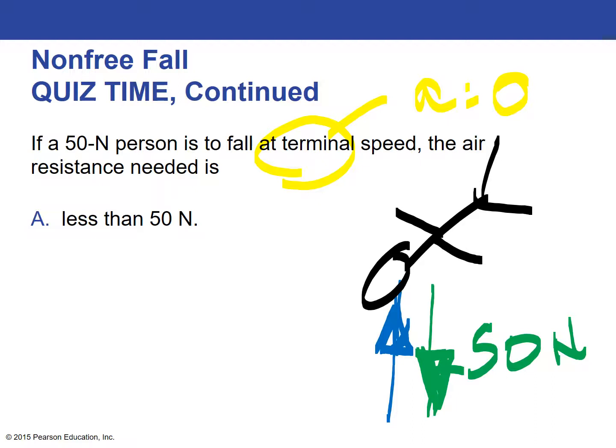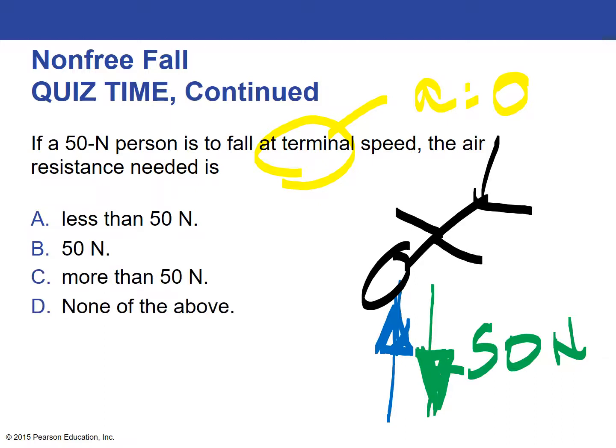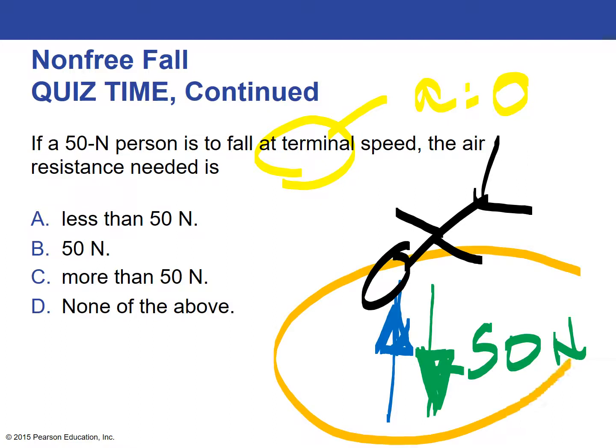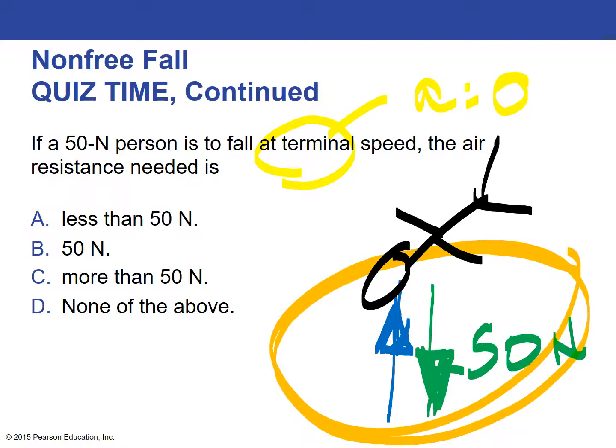So does he need to be at a point where the air resistance is less than 50 newtons, exactly 50 newtons, or more than 50 newtons? Or do we not know? Is it something different? All right. Think about your free body diagram: what does the relationship between these two forces need to be so that our skydiver stops accelerating?